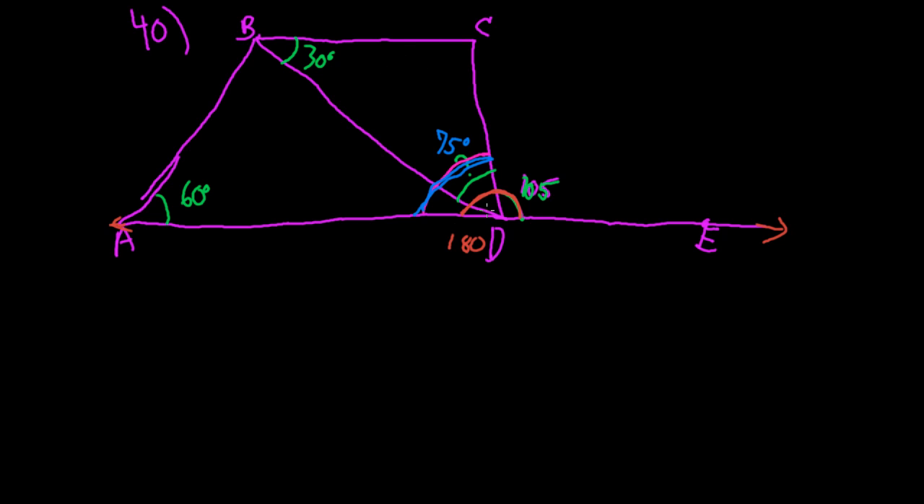But that's not what the question was asking for. It was asking for the angle right in here. So we have this whole angle, but we just need to figure out this one. It would help if we knew what this angle was, angle BDA, right here, because then we could subtract it from 75, and that'll give us this remaining piece.